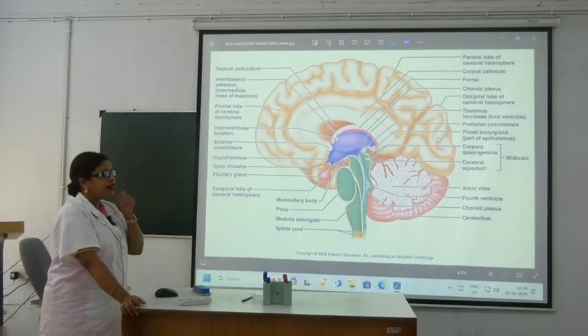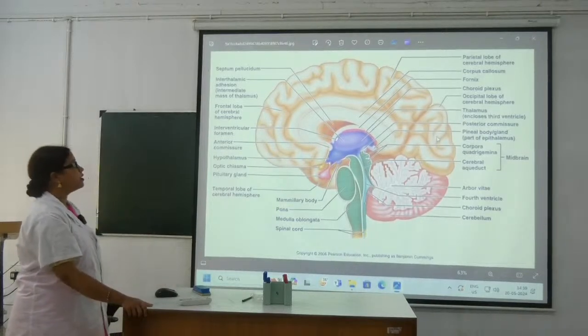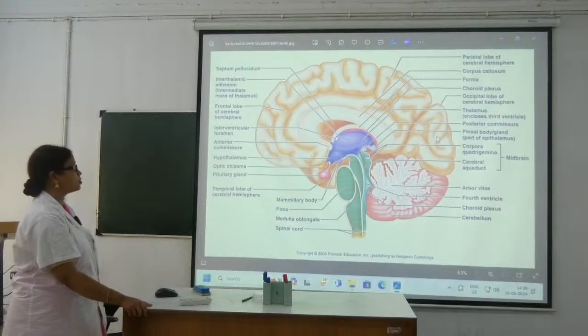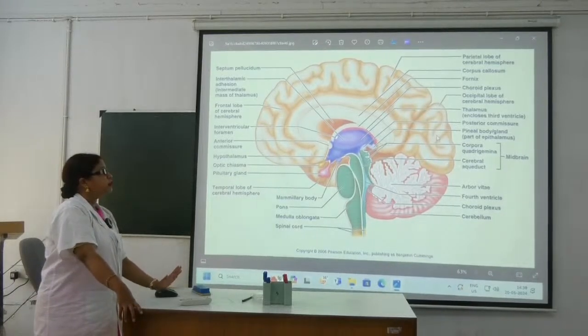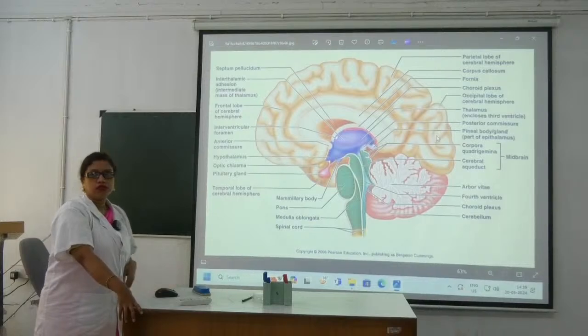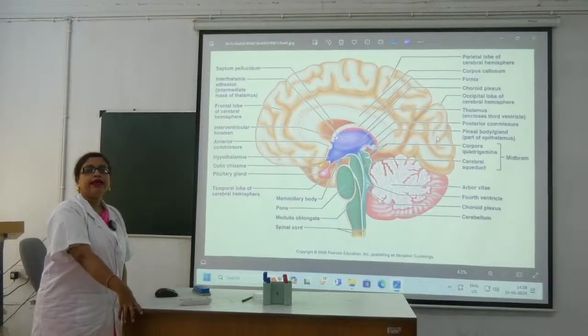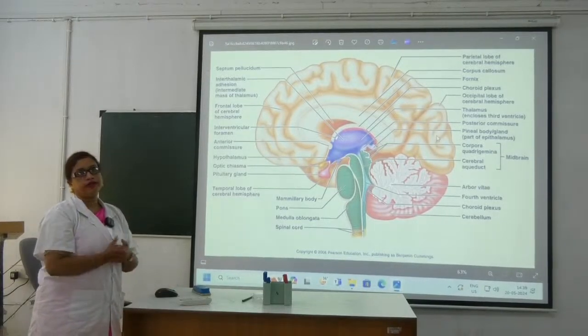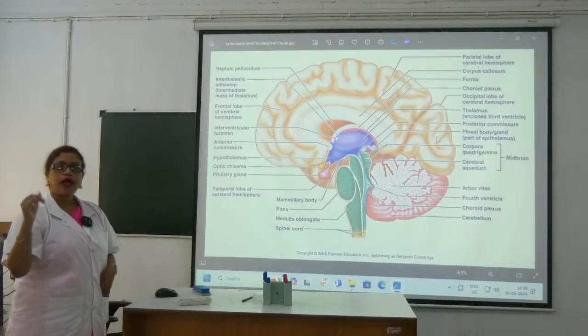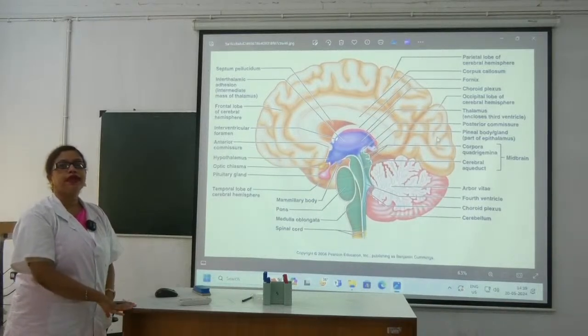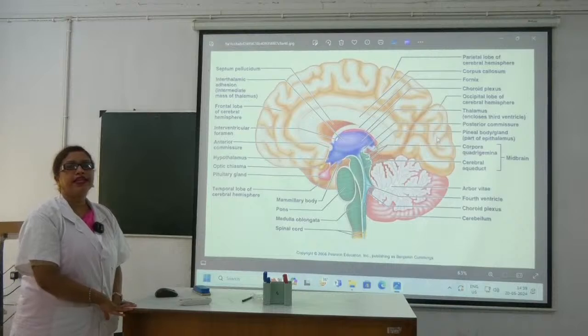On the middle and the posterior clinoid process. Okay, and there is additional another dura mater. Actually dura mater divisions, subdivisions are 4. So another dura mater name is diaphragmatic sellae.